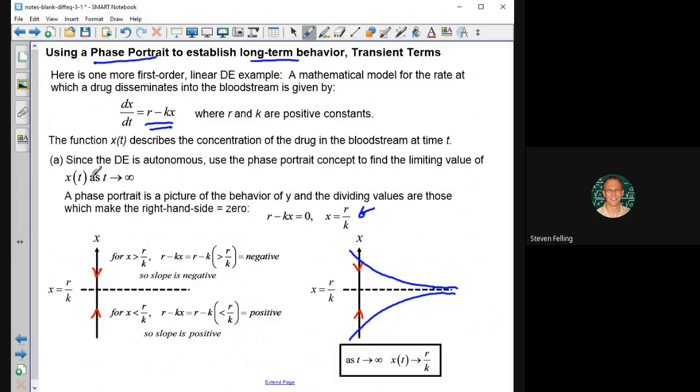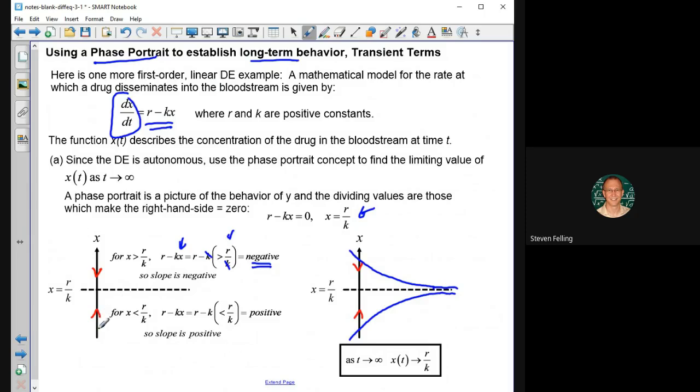To check that, let's imagine that we have an x that's larger than this r over k, and I'm going to plug that into the right-hand side. So I have r minus k times that value, and the k's cancel out, leaving r minus a value that's greater than r. Therefore, this will be a negative value. So this slope must be negative for any x above this critical point.